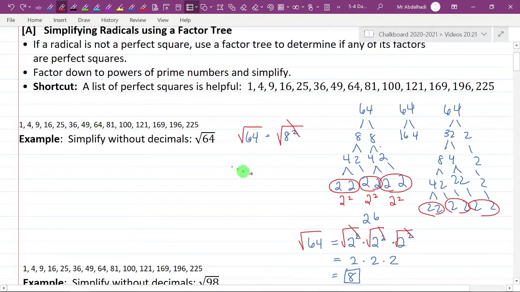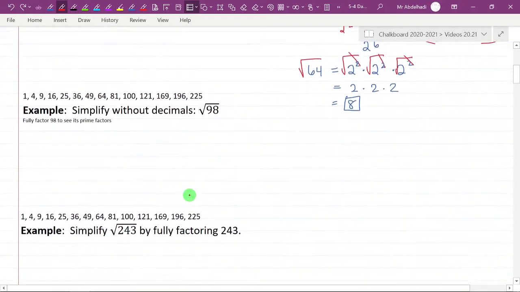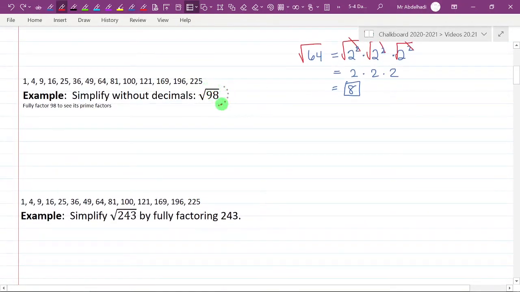We can just jump to the answer. But what if it's not a perfect square? Like 98 here. 98 is not a perfect square. It's not on this list. Okay, it's somewhere between 81 and 100. So it's somewhere between 9 squared and 10 squared.